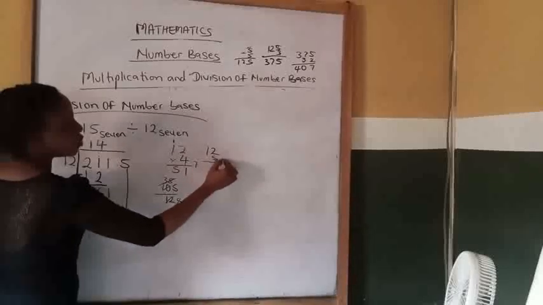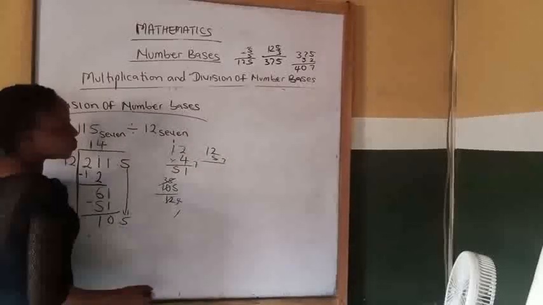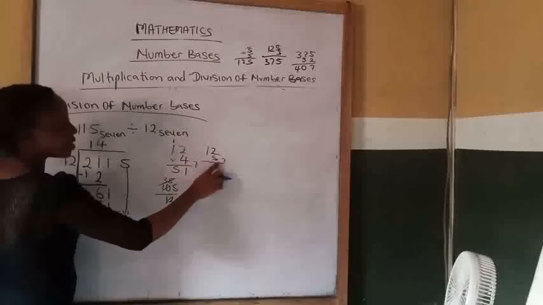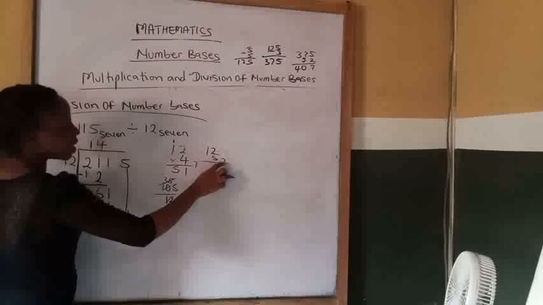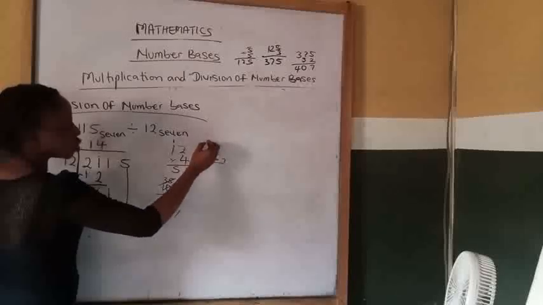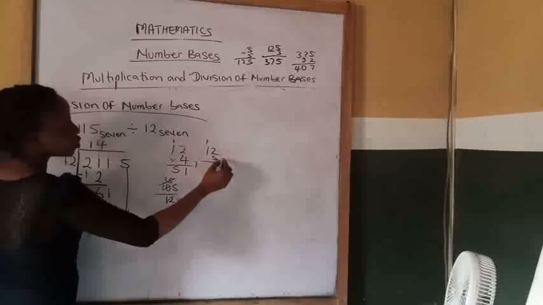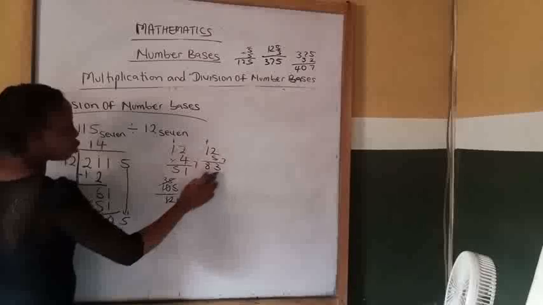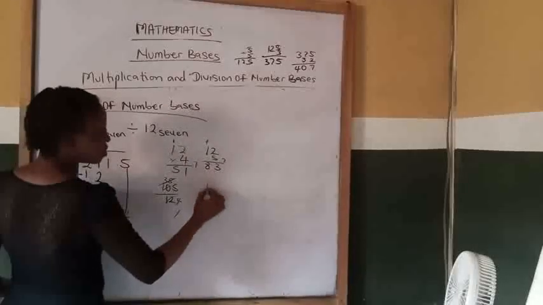5 times 2 is 10. Don't forget we convert to our base when you multiply. Then how many 7 can we get in 10? That is 1, remainder 3. So 7 times 1 is 7, plus 1, that is 83. No. So let's try 12 times 6.